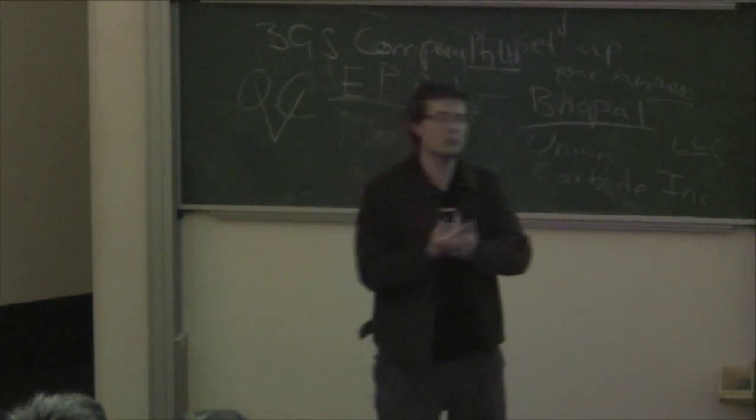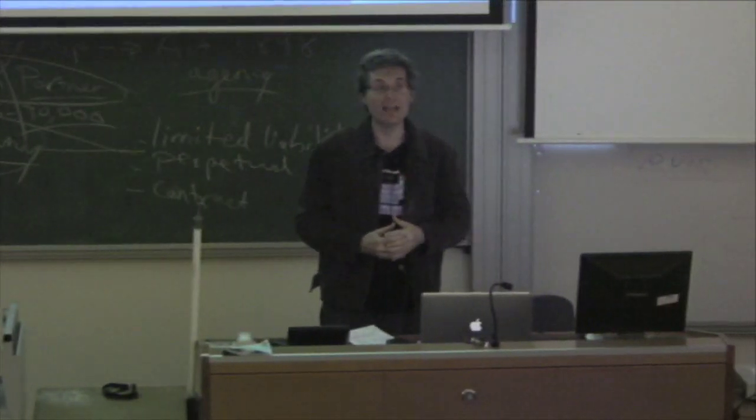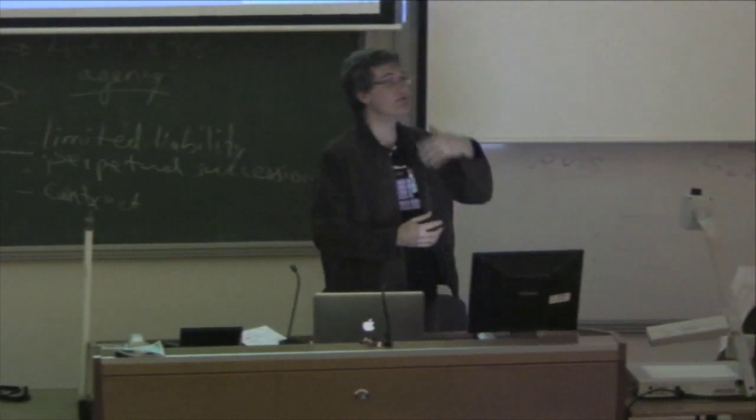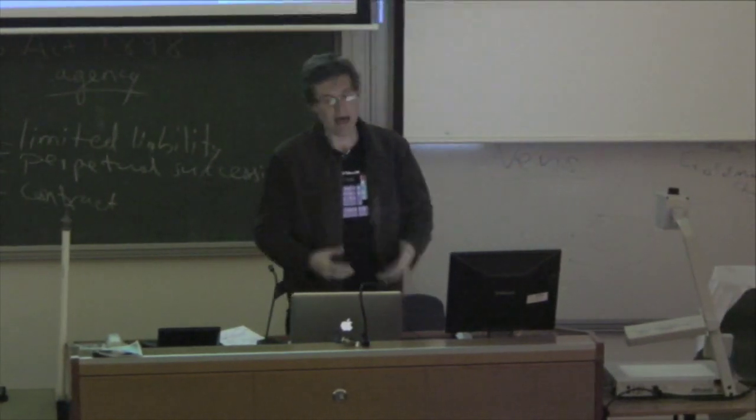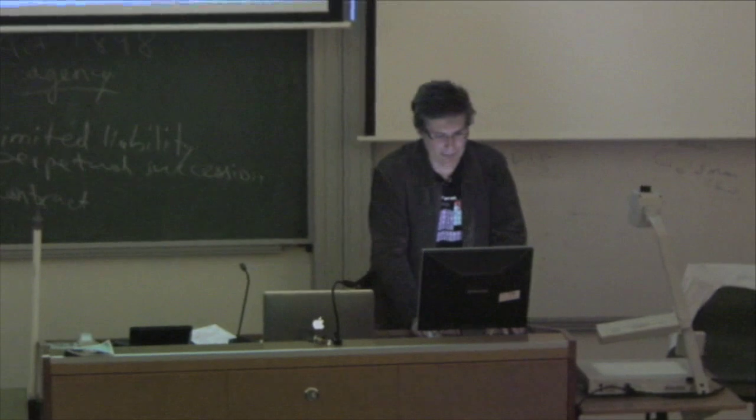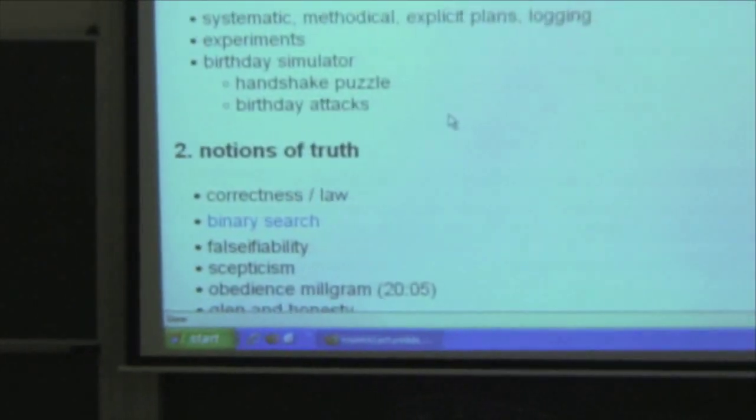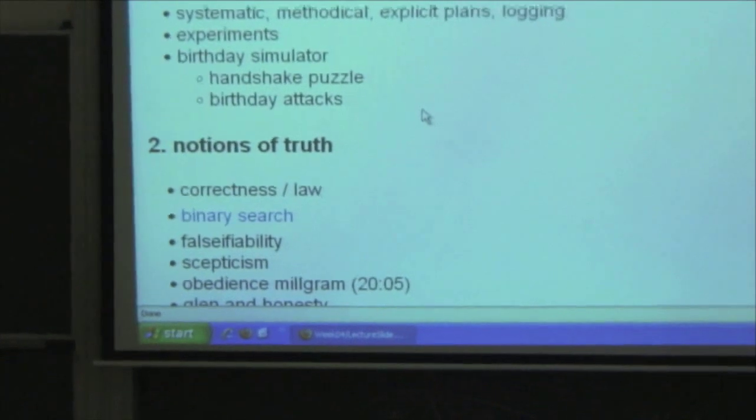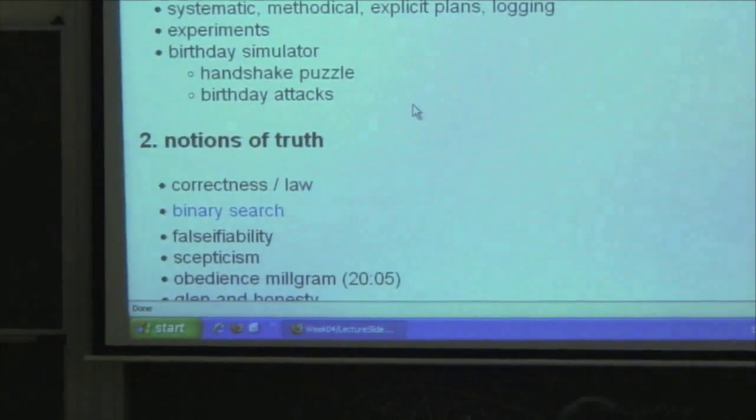We expect that scientists will try and prove their results right. We don't expect that scientists will try and prove their result right. We expect that scientists will try to prove their results wrong. And this is where we're all leading up to here in notions of truth. How do we falsify things, and skepticism? So now let me just show you the Milgram experiment. You might have all heard of the Milgram experiment.